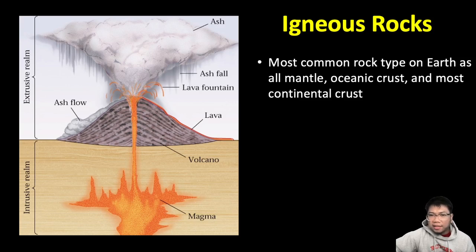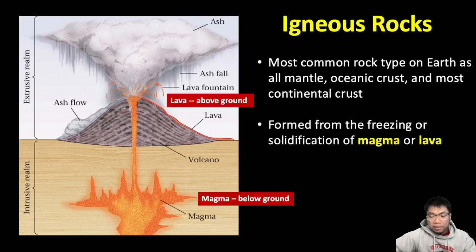So a couple of things that I would like to mention here. Igneous rocks are actually the most common rock type on Earth because all the mantle and most of the oceanic crust, plus most of the continental crust, is mostly made of igneous rocks. Whenever you think about igneous rocks, you can think about volcanoes. We have magma right here and then lava. So volcanic activity or magmatic activity is definitely something that you could imagine when we think about igneous rocks.